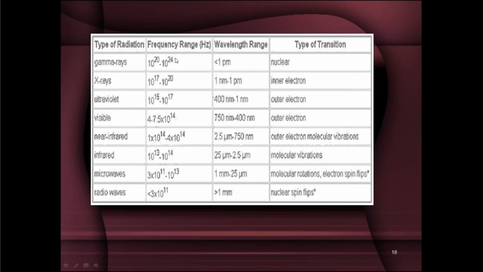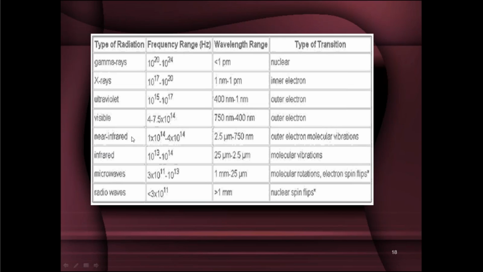Another way of representing, here you have the frequency range also in hertz. It's not necessary for you to remember this. Maybe you can approximately try to remember the wavelength range, but you should remember the type of radiations and the type of transitions. So you start with gamma rays, the most energetic type of transition, nuclear. X-rays, inner electrons. Ultraviolet, outer electrons or valence electrons. Visible, outer or valence electrons.